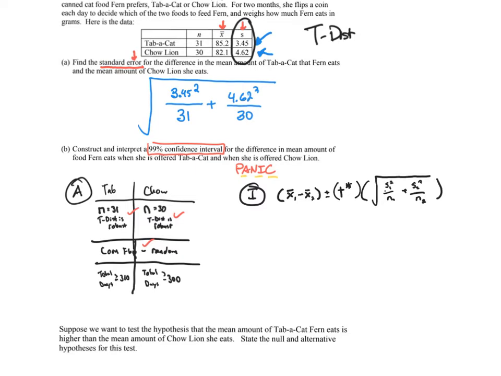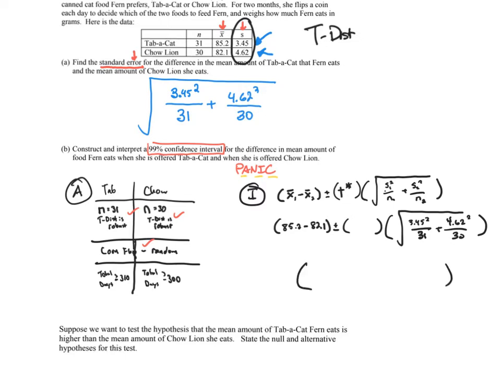Now let's put actual numbers in from the data set above. So it's 85.2 minus 82.1 plus or minus T star. We'll go look that up in just a second. And let's do 3.45 squared over 31 plus 4.62 squared over 30. All right, T star. We need to go look that up, but I will look that up after the fact.